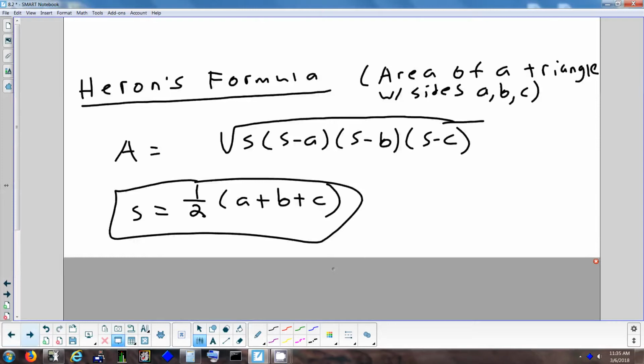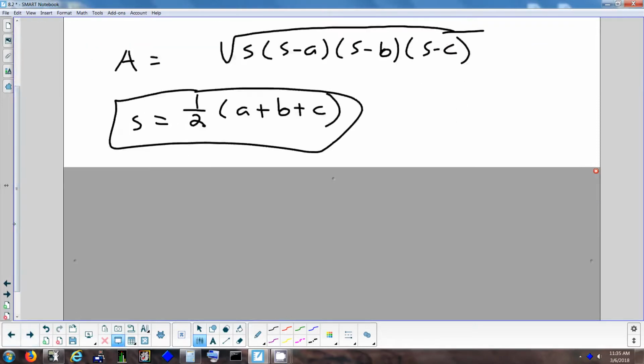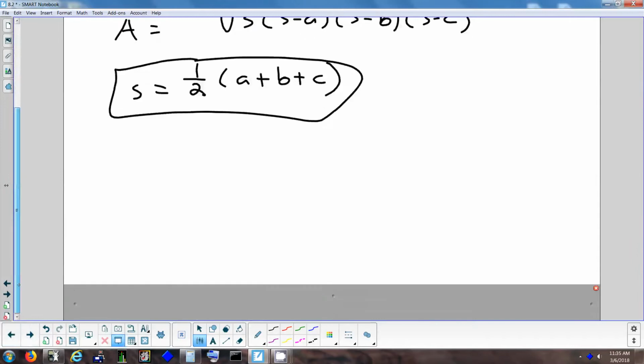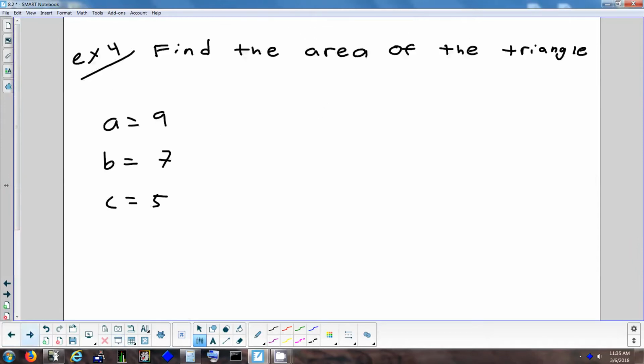So now we'll do an example, and then that'll finish 8.2. Most people like the area of a triangle problems on a test because they're really quick, they're easy, and they can kind of bring your grade up if you have trouble with some of the harder stuff like law of sines and cosines. Okay, so let's find the area of that triangle.